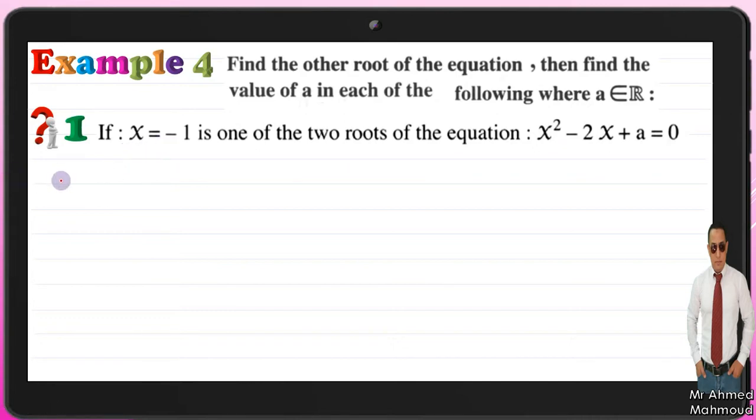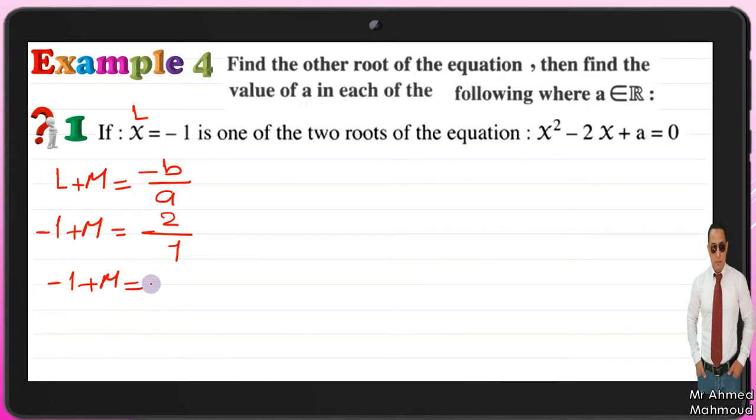Okay, so L plus M equals negative B over A. Now let x1 equal L. L equals negative 1. So negative 1 plus M equals negative B over A, which is negative negative 2 over 1. Okay, then negative 1 plus M equals 2. By sending negative 1 as a plus, then M equals 3. This is the first required. The first root equals 3.